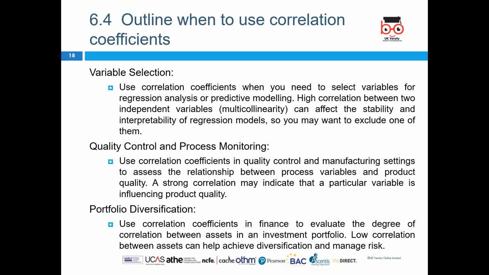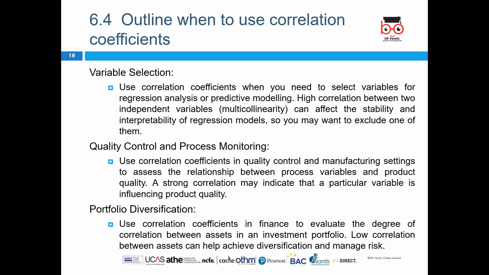Next is variable selection. You can use correlation coefficients when you need to select variables for regression analysis or predictive modeling. High correlation between two variables can lead to an effect called multicollinearity, which can affect the stability and interpretability of the regression model. So you may want to exclude one of them.